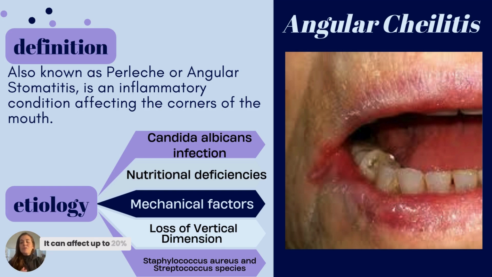It can affect up to 20% of the older population. And even though it's a common condition that can affect people of all ages, it is more prevalent in older individuals or people with chronic health conditions such as diabetes or HIV/AIDS. But it can also occur in infants and young children due to thumb sucking and the use of pacifiers. Its etiology is linked to Candida albicans infections, nutritional deficiencies, mechanical factors, loss of vertical dimension, and Staphylococcus aureus and Streptococcus species.